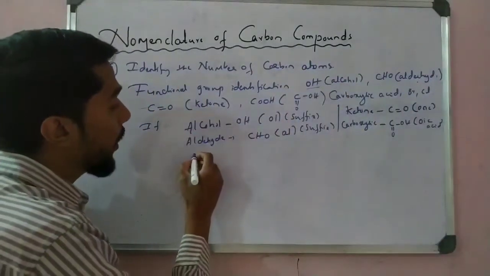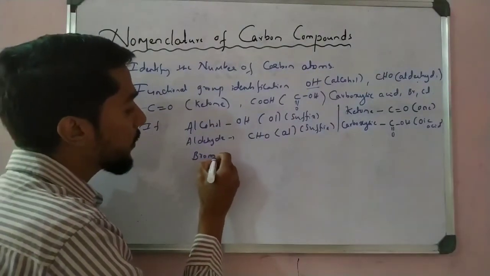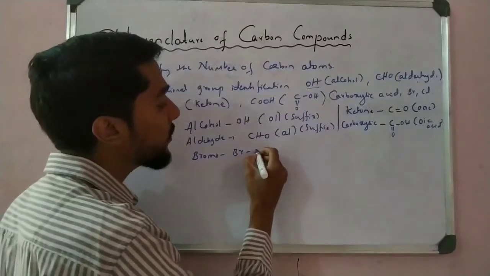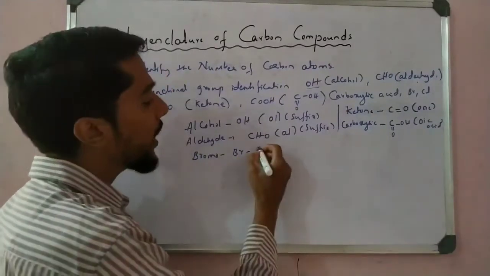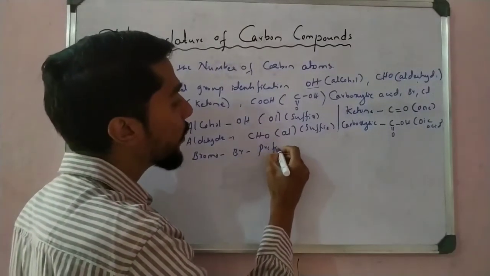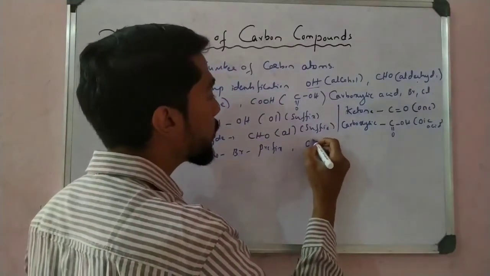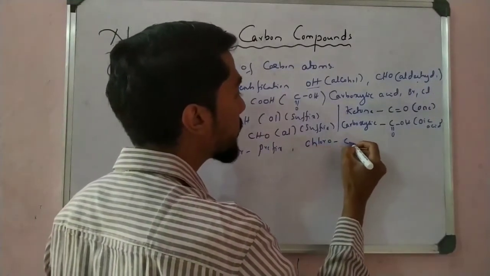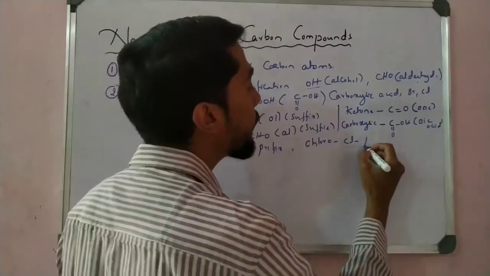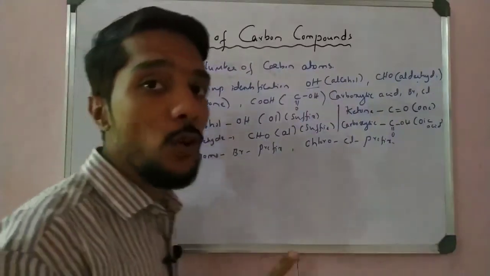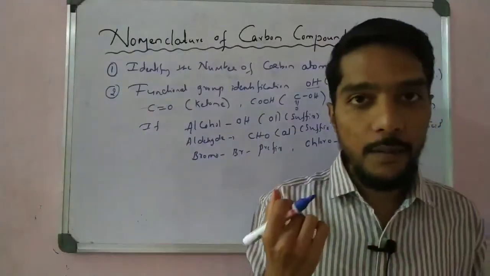If bromo is present, that is Br, we take it as a prefix, meaning at the first. And if the functional group is chloro, that is Cl, it is also a prefix, so first we take chloro. How can we apply this? One by one we can learn by taking examples, right?